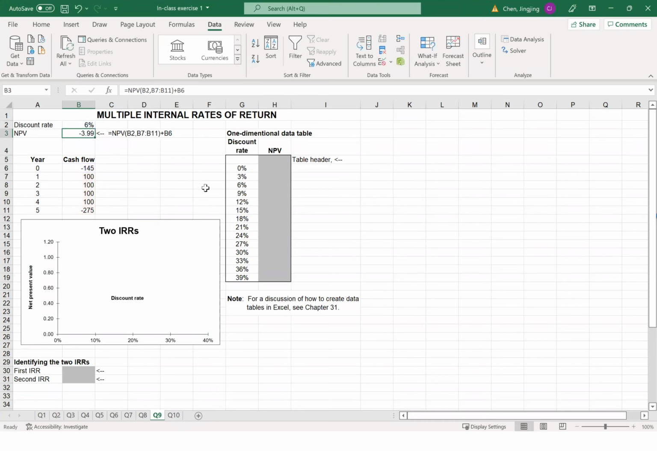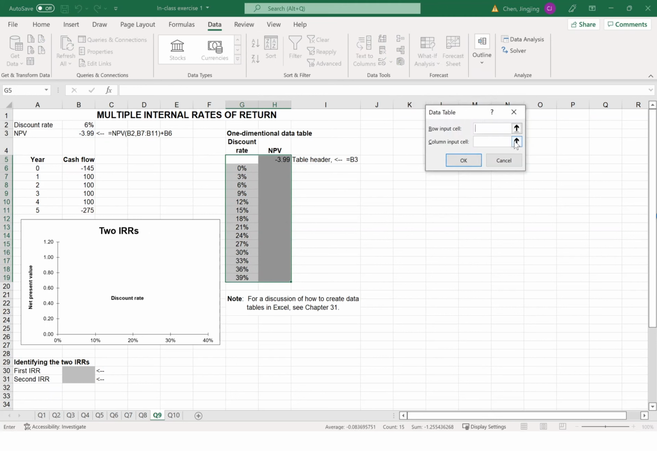So let's first calculate the data table to see the sensitivity analysis of NPV conditional on changes in the discount rate. So this will equal the NPV directly here. And then I'll start producing the data table. Column input is the 6%. So this is the discount rate that we use to calculate this NPV here. And this is our data table header.